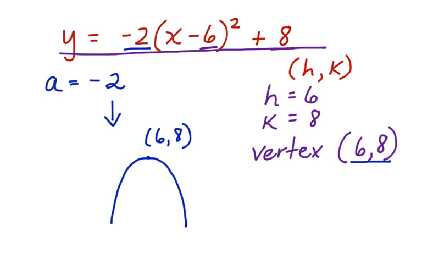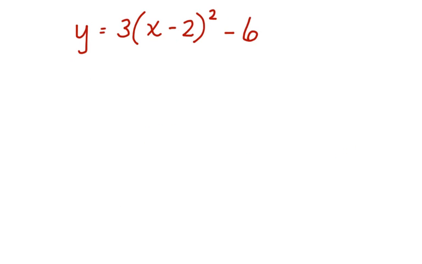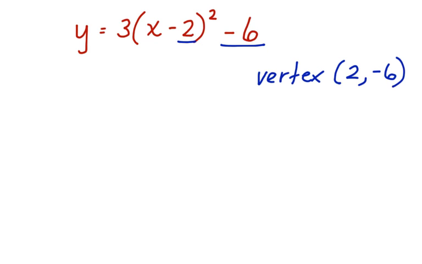Let's look at another one. Can you identify the vertex of this equation, and can you tell whether the parabola will open up or down? First, let's find h and k. h is here and k is here. So the coordinates of the vertex is 2, negative 6. That's the coordinates of our vertex.